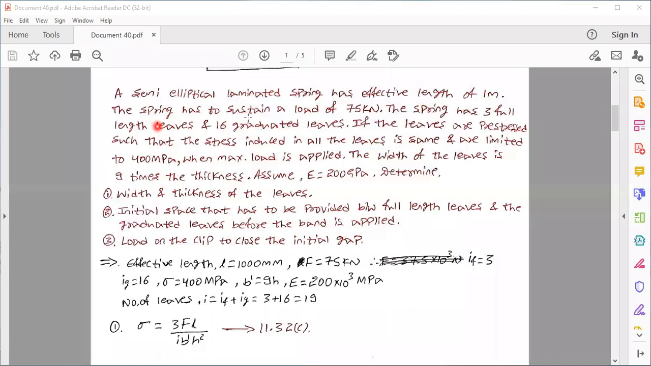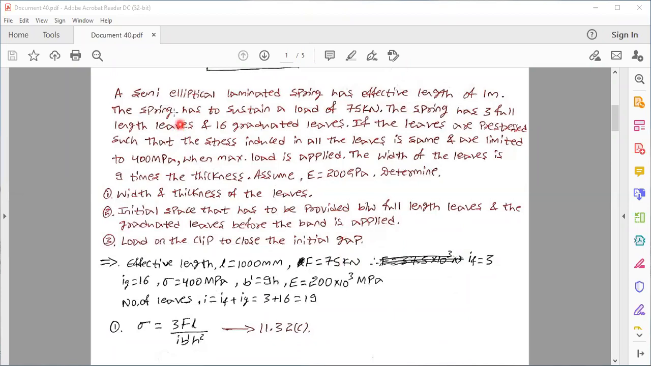The spring has to sustain a load of 75 kilonewton. Load is denoted by F. F is equal to 75 kilonewton, that is 75 into 10 raised to 3 Newton. The spring has 3 full length leaves.